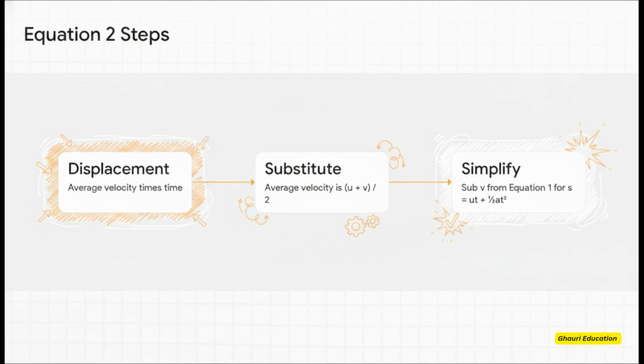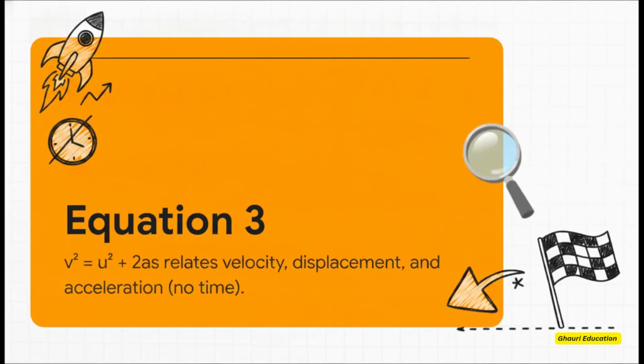Step 1 tells us displacement is simply average velocity multiplied by time. Simple enough, right? For step 2, because our acceleration is uniform, that average velocity is just U plus V divided by 2. Now, for the magic in step 3, you just substitute equation 1 right into that V spot. After a tiny bit of algebraic cleanup, you land precisely at S equals UT plus half AT squared. And that brilliantly leads us to our third equation.